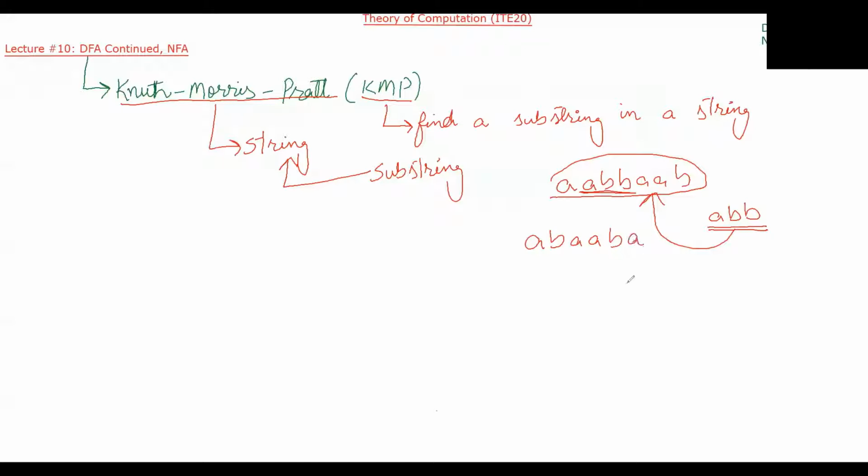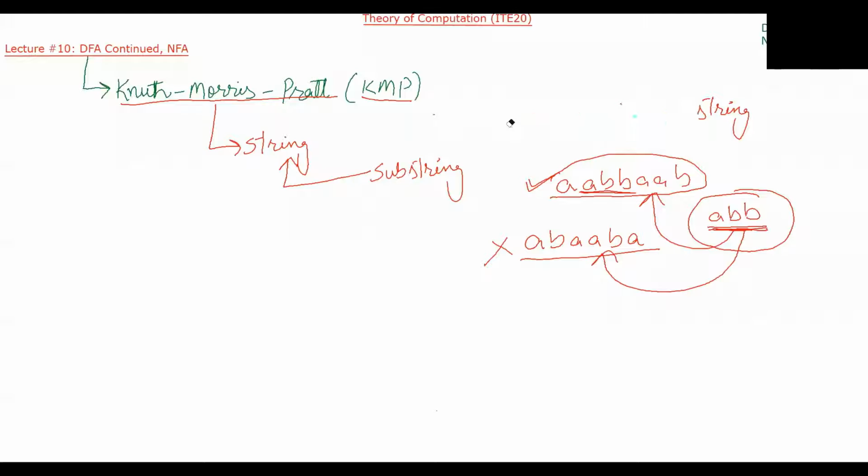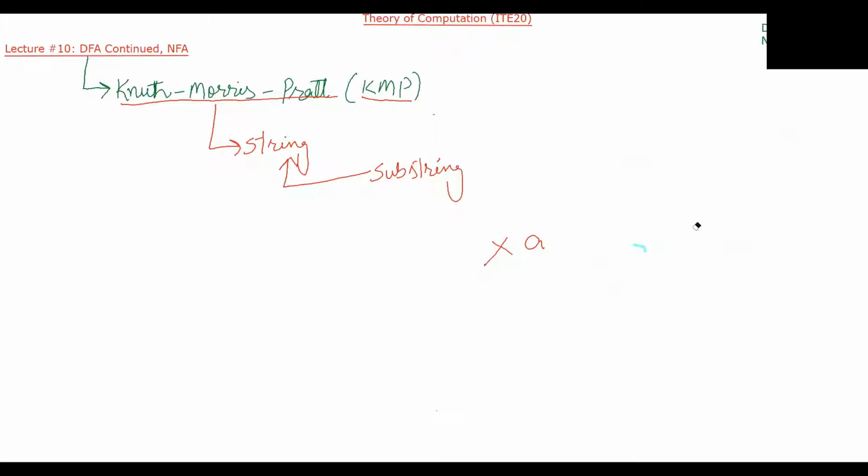Now let's take another string. Is this substring contained in this particular string? No, it does not exist. So it is there in the first string, but it is not in the second one. Knuth-Morris-Pratt is an algorithm that helps us find whether one particular substring is in another string or not. And this algorithm is based on deterministic finite automata. So let's discuss how it works.